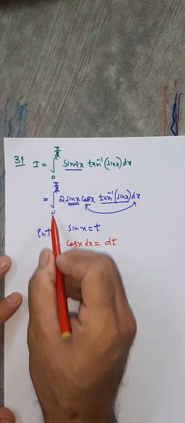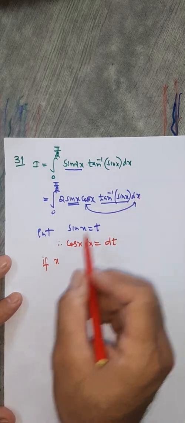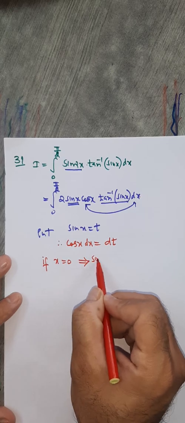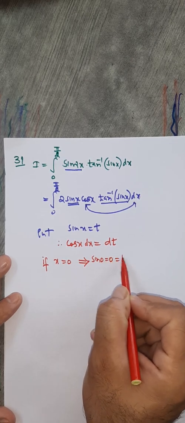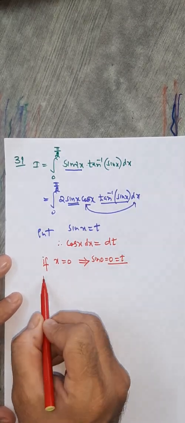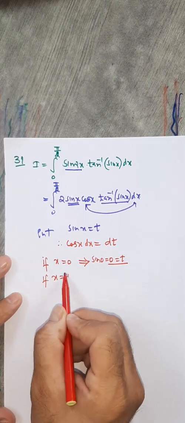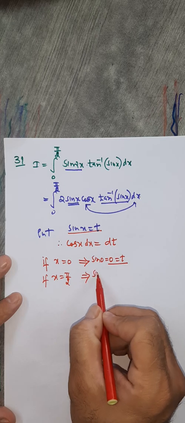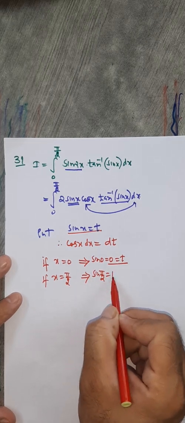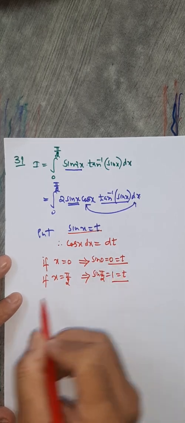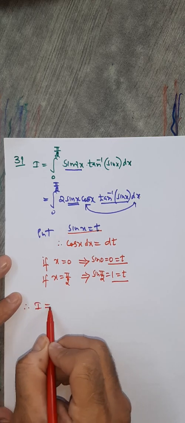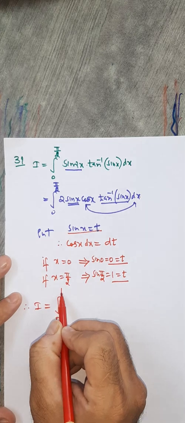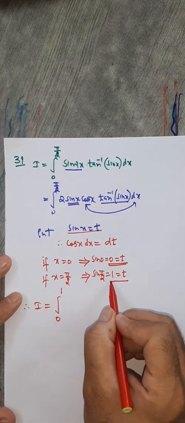So here the lower limit is 0, that is for variable x. So if x is 0, put here sine 0, that is 0, that is t. So now the lower limit is 0. If x is pi by 2, put here sine pi by 2, you know it is 1. So t becomes 1 now. So limits are 0 to 1 here. Earlier 0 to pi by 2, so 0 to 1, new limits.